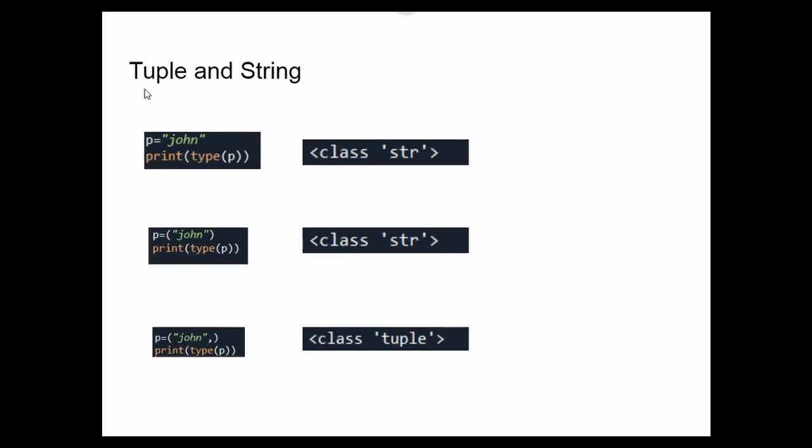Now, what is the difference between tuple and string? So here we have P is equal to John. I have created one string. We want to print the type of P. So this is string. Now within the parentheses we write John. That will again be the string data type. If we write this with a comma, only one comma will convert the data type from string to tuple. Only one comma makes a huge difference.